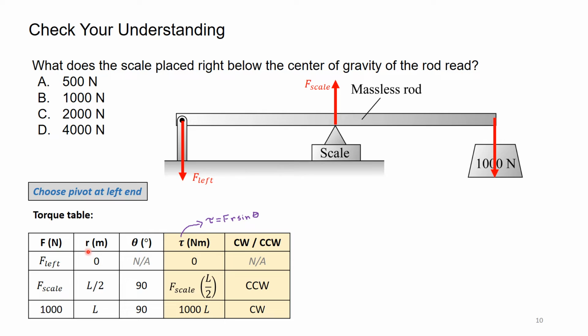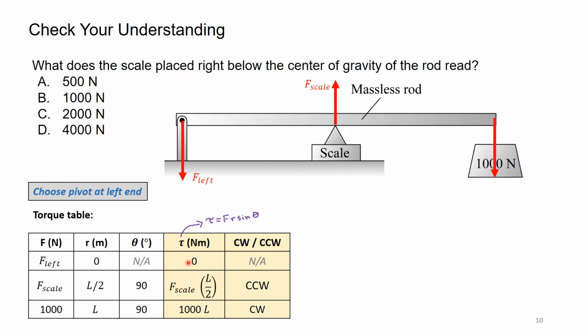All right, and then you calculate the R for each force. And what is R? R is the distance of the force from the pivot. Okay, so R is the distance from the pivot to where the force is applied. Now let's start with the first force, F left. So this F left is acting exactly at the pivot, because we chose the pivot exactly at that point. So this means the R value for F left must be 0, and if the R value is 0, then it doesn't matter what the theta is. You can calculate torque. You plug in 0 for the R, you'll get 0 torque. And the direction doesn't matter either.